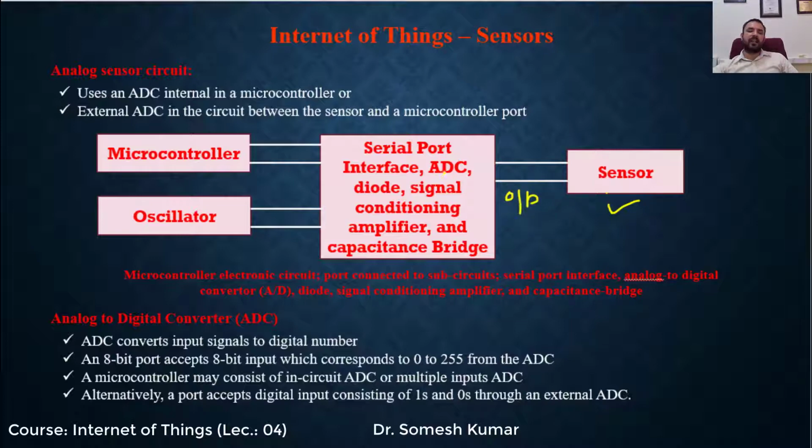Here ADC is the analog to digital converter, and there are other processing techniques. Here is the signal conditioning amplifier, and this diode is used here. I will explain the meaning of the signal conditioner amplifier and what its use is. So this is our circuitry part. Also, the output of this is connected to our microcontroller.